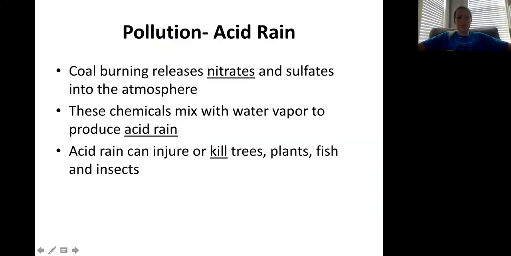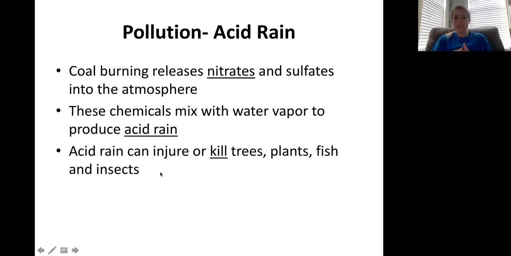Pollution, so acid rain. When we burn coal, I know people lately are talking about burning clean coal. I'm not quite sure what clean coal is, because it releases nitrates and sulfates into the atmosphere. And we know with the water cycle that we've learned about, I don't know if all of you have dived into earth science yet in your course load, but when you release these nitrates and sulfates up into the atmosphere, they mix with the water vapor and condensation, and then we produce acid rain. So acid rain comes down and it can kill or injure trees, plants, fish, and insects.